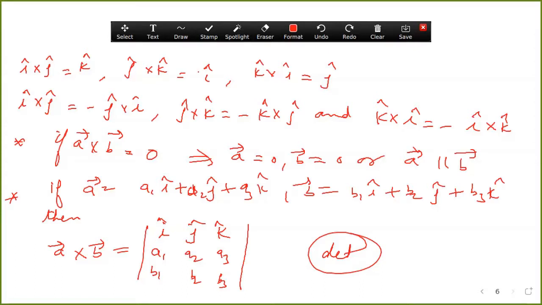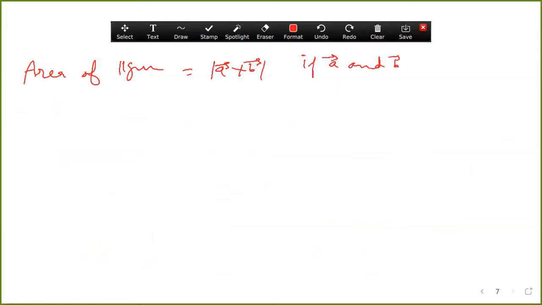Now the next property for this is, if you want the area of a parallelogram, then again the cross product is used. Area of a parallelogram whose sides are represented by A and B, then the cross product magnitude is the area, if A and B are sides of the parallelogram. Okay. Now how to calculate the unit vector perpendicular to both A and B?